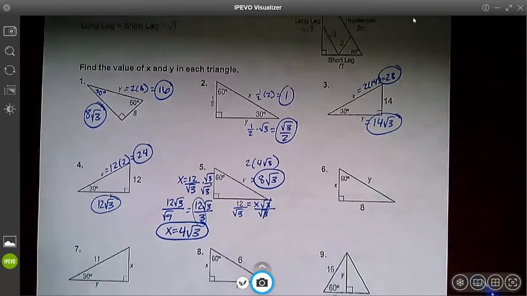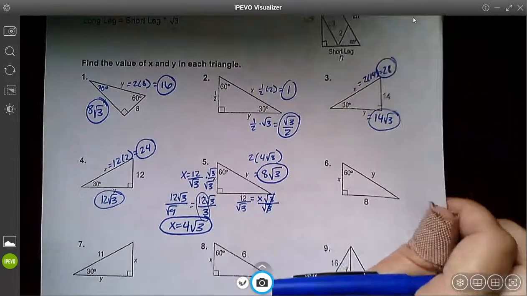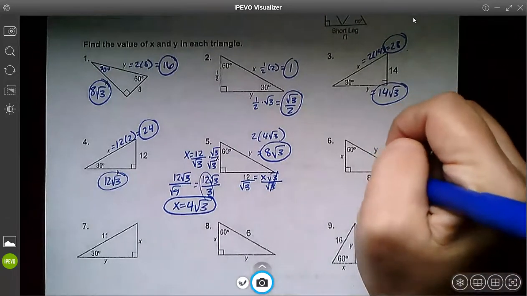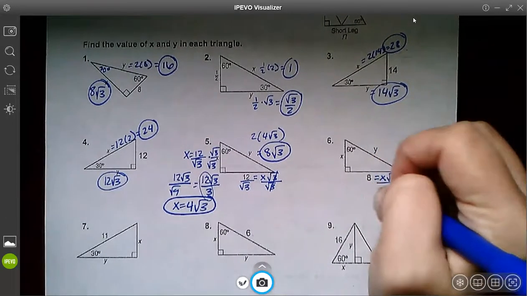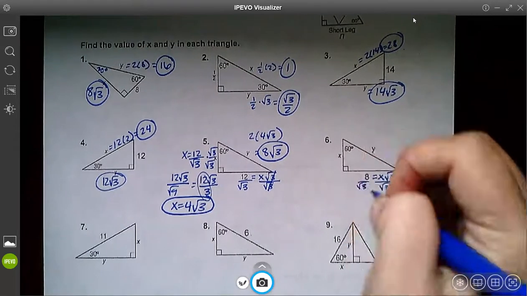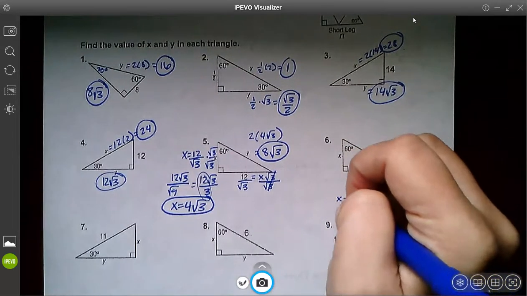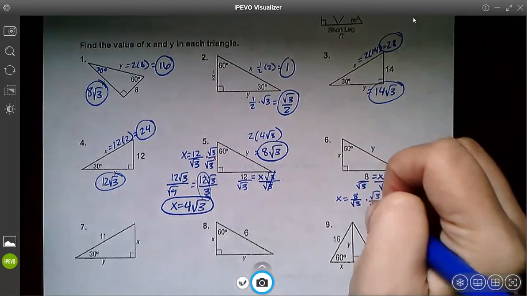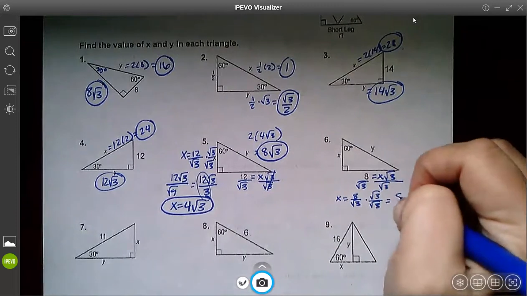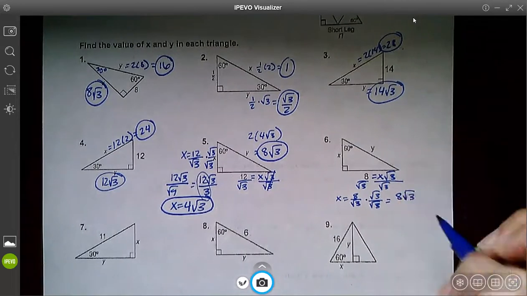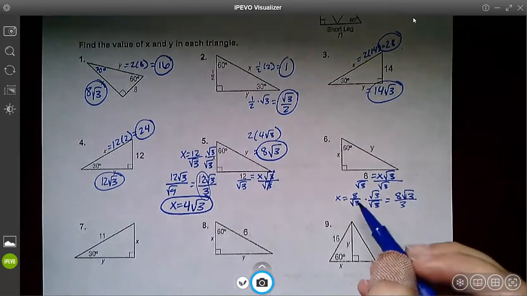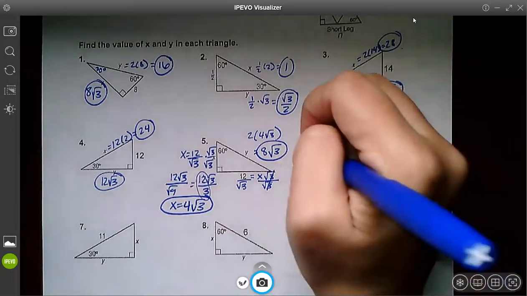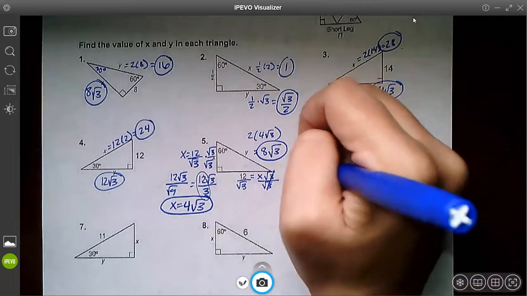The next one. Same situation, we are given our long leg. Our long leg is our short leg times root 3. If you divide it, you get x equals 8 over root 3. So multiply by root 3 over root 3. You get 8 root 3 over 3. 8 over 3 does not simplify, so x is going to equal 8 root 3 over 3.